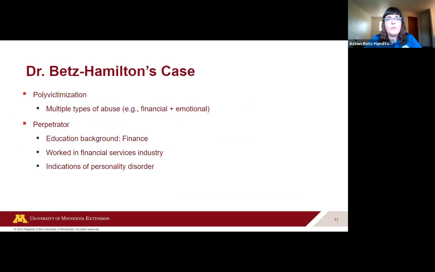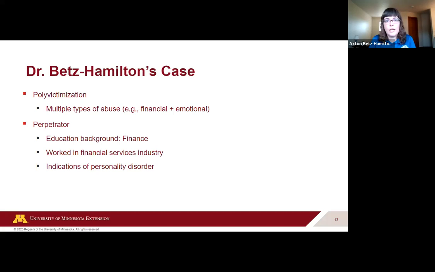In my case, there was polyvictimization. Polyvictimization simply means that multiple types of abuse were experienced by a victim. And as you'll see from the other stories I share from my research, this is actually pretty common where there's financial abuse, which I consider identity theft in the context of family relationships to be a form of financial abuse.